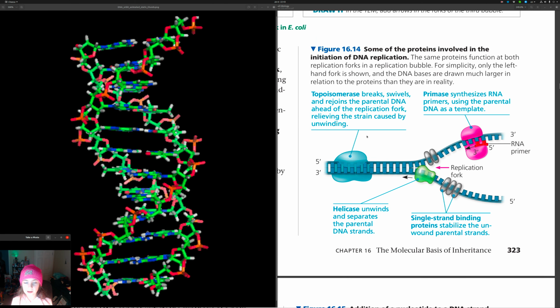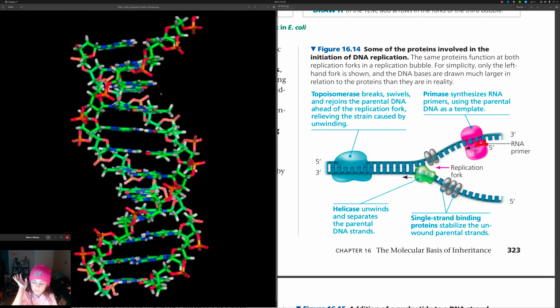So here we have a bunch of enzymes. Let's say the replication proceeded until here, and then we have this topoisomerase that acts at the unwinding fork, and it relieves the strain caused by unwinding. So there isn't so much strain. And then there's this helicase that opens the DNA.